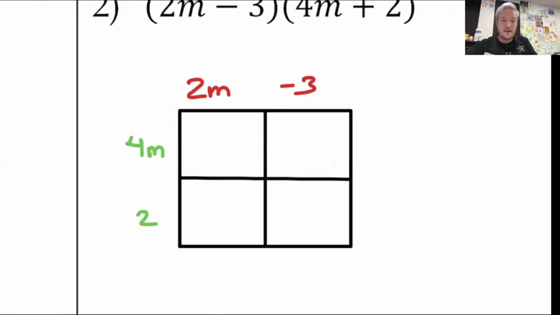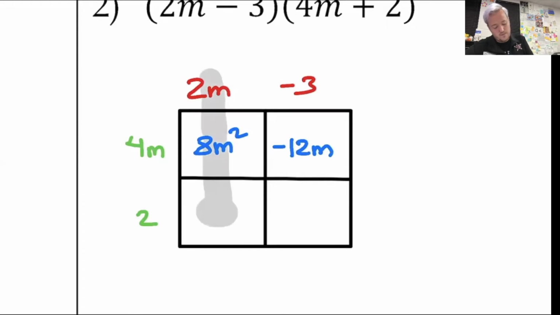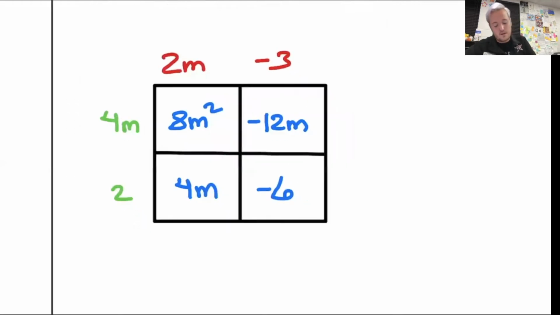So remember, to get the inside, you're multiplying. So you're going to go up and left to determine what you're multiplying. So 2m times 4m gives you 8m squared. Then for your top right box, you're going to do negative 3 times 4m, so that's negative 12m. Then bottom left, you're going to do 2m times 2, which gives you 4m. And then for your bottom right box, you're going to do negative 3 times 2, which is going to give you -6. All right, now I want to compare the diagonal, because those are my like terms.